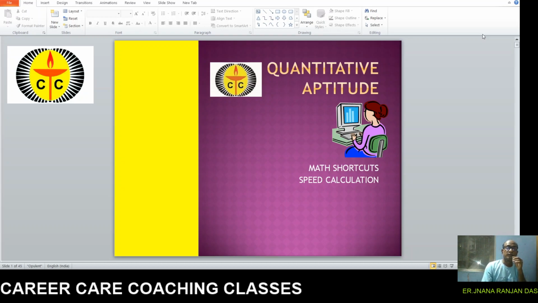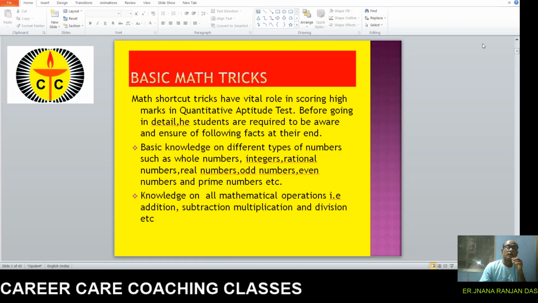So with a view to that, initially you all should be acquainted with math shortcuts, which are very helpful for speed calculations. For this, we will be acquainted with some basic mathematics tricks. Math shortcut tricks have a vital role in scoring high marks in quantitative aptitude.